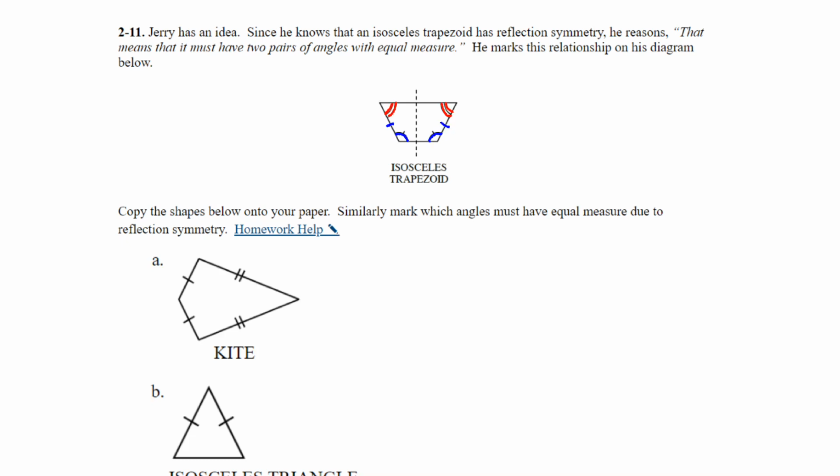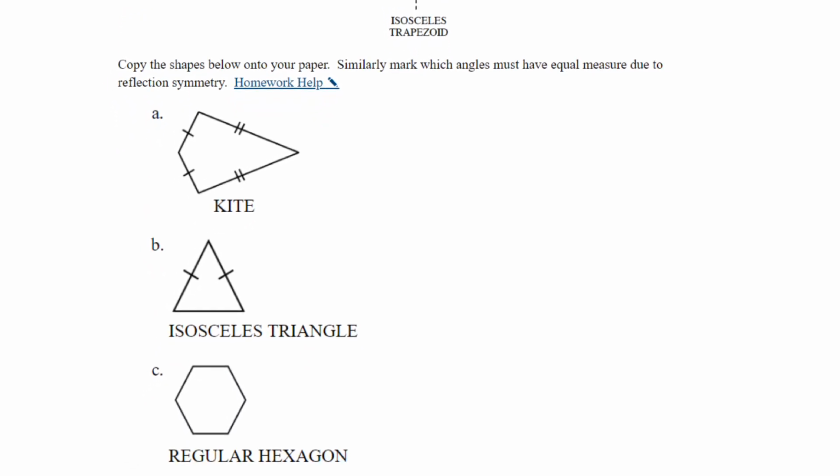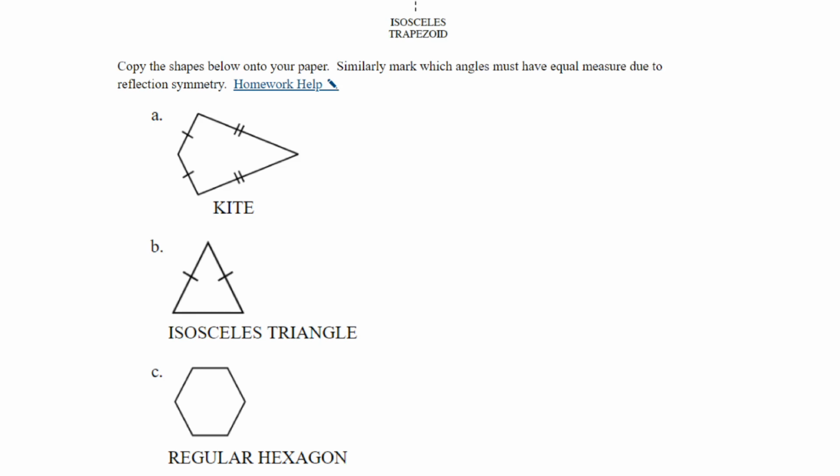Copy the shapes below on your paper. Similarly, mark which angles must have equal measure due to reflection symmetry. So move up here. And so what angles must have equal measure due to reflection symmetry? Well, where could we reflect it? So if that's our line of reflection, and you picture taking this point and reflecting it to the other side, then that means this angle and this angle must have the same measure. All right, so we have equal measure here.